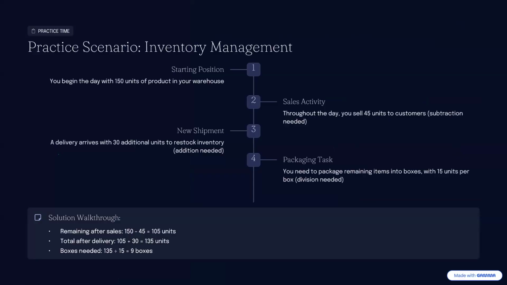So this is a practice scenario that I'm going to leave with you people. You begin the day with 150 units of product in your warehouse. Throughout the day, you sell 45 units to customers. A delivery arrives with 30 additional units to restock the inventory. What is the total number of inventory left in the warehouse after the delivery? People should snap your screen. You go and do it.